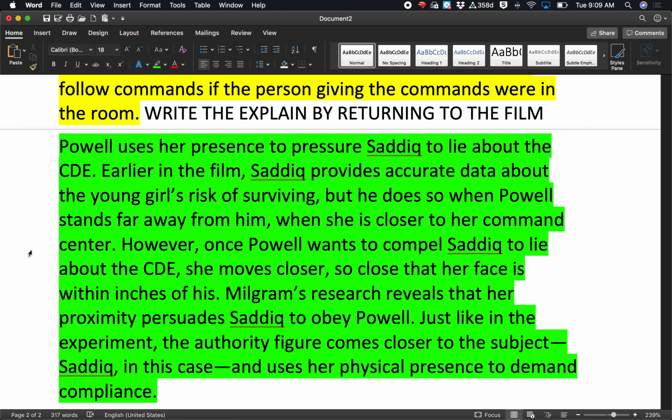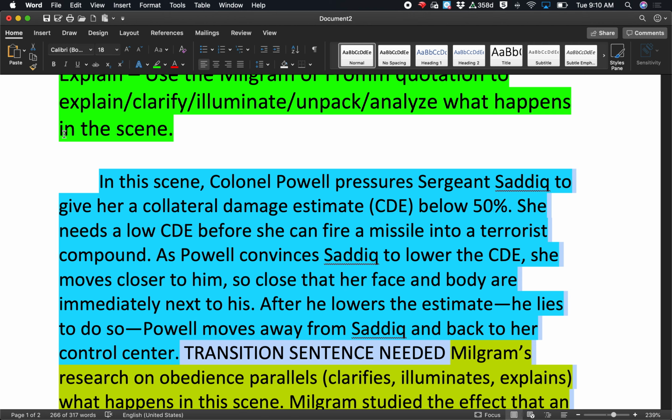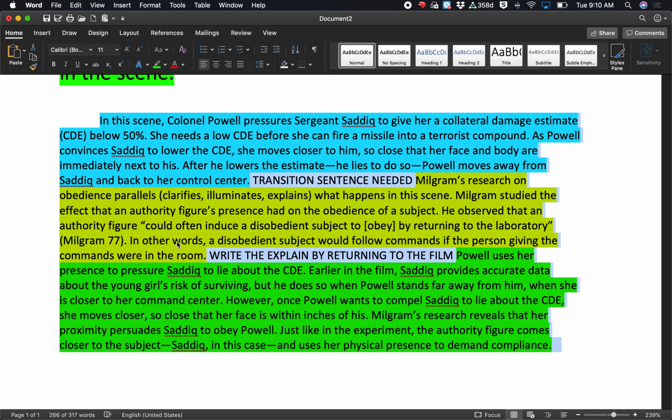As far as this analysis goes, it's good enough for now. I'm sure I could improve it. For instance, I don't quote Milgram in the analysis, in the green. I probably should include one or two of his words, but I didn't. That's fine. I'll fix it later. Either way, it's done. The paragraph is done. I'll enlarge it in a second. And this is what it would look like.